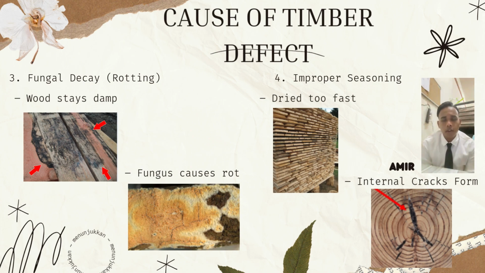Lastly, we have the fourth cause, which is improper seasoning. Seasoning is the process of drying the wood. If this is done too fast, as shown in the first picture, the outer parts dry quicker than the inside. This causes stress, and as a result, internal cracks form. The second picture shows one of the cracks, which can make the timber weak and unsafe to use in construction.